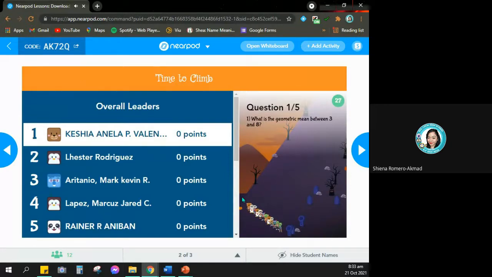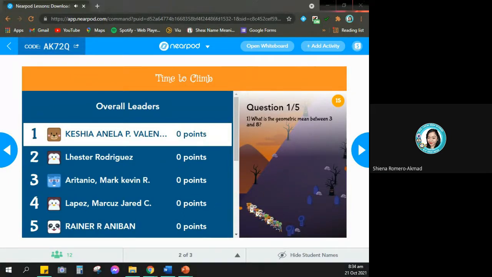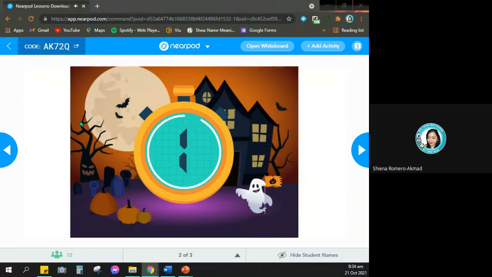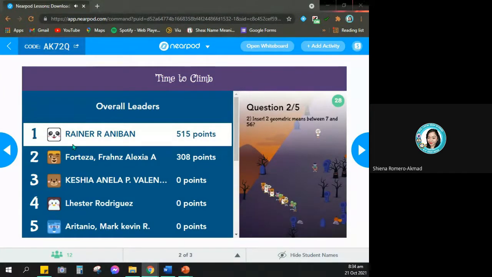So you're going to climb, and there is a question. So number one, what is the geometric mean between 3 and 8? So paano ba hinaan yung sound ito? Masakit sa tenga. Ayan. So leading sa ating board is Aniban with 515 points. So number two, insert two geometric means between 7 and 56.